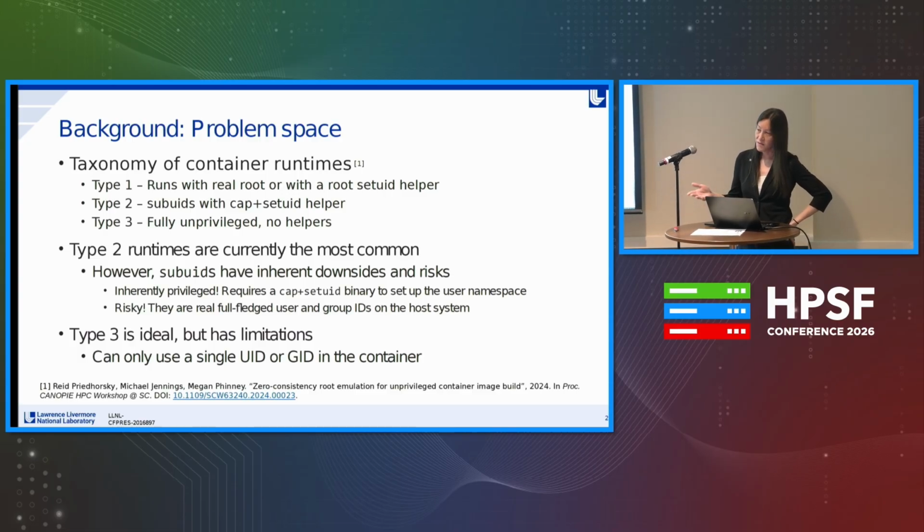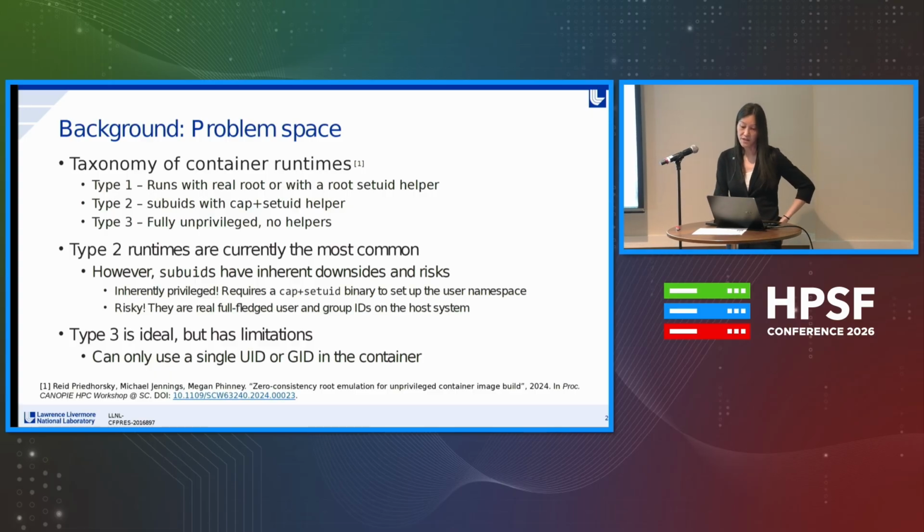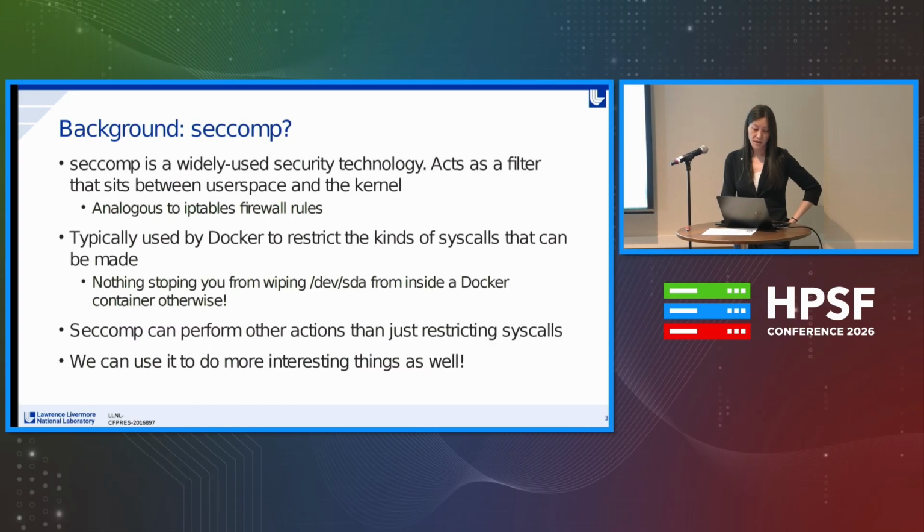Some of the limitations of the type 3 runtime, though, are because you can only map one UID into the container. Things like setuid and chown don't really work out of the box. And that's where Charliecloud has, I guess, led the industry on this, using the seccomp-based fake root implementation. And a little bit of background on seccomp.